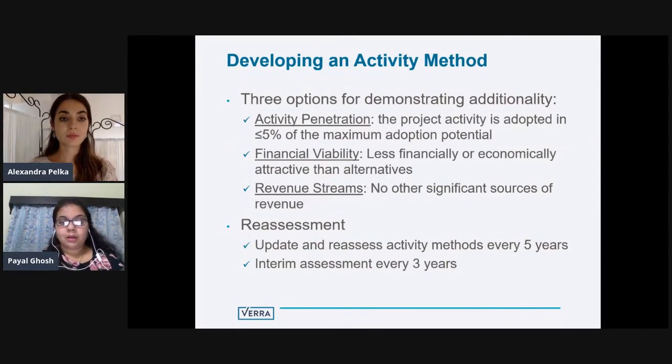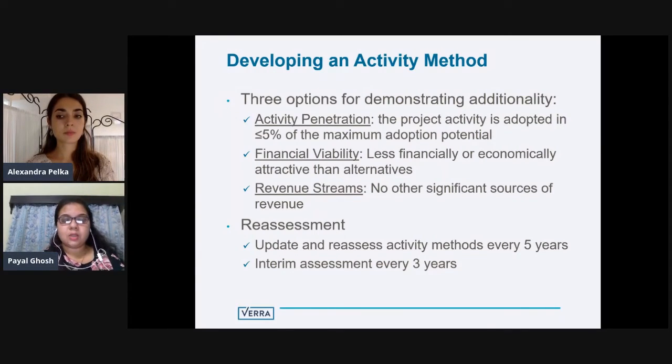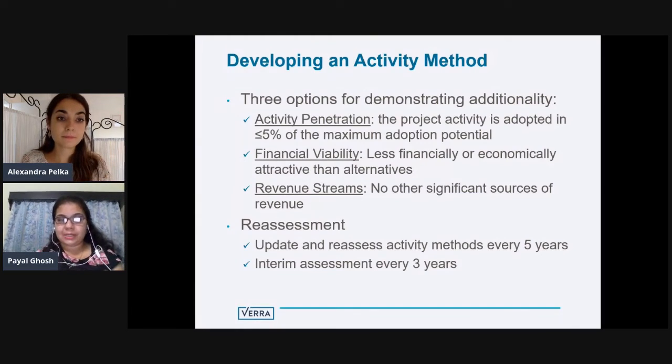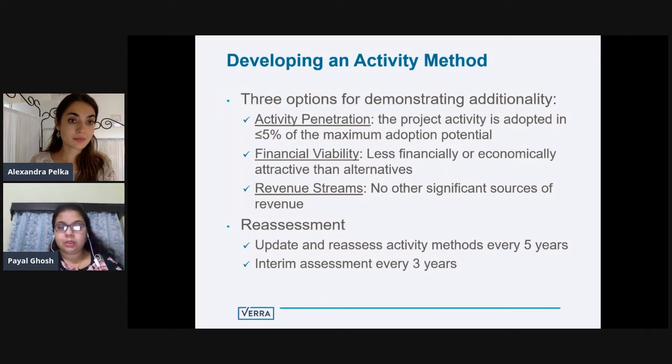So there are some options for demonstrating the additionality through this activity method. The project activity is adopted in less than or equal to 5% of the maximum adoption potential. For example, in a country like Seychelles, which is a small island developing country, where there is a grid-connected renewable energy project, it may be deemed automatically additional. Say if it's a solar project, the percentage of the contribution of solar energy to the Seychelles grid is less than or equal to 5%. On financial viability, the project has to be less financially or economically attractive than its alternatives. And on revenue streams, there are no other significant sources of revenue apart from the sale of the carbon credits.